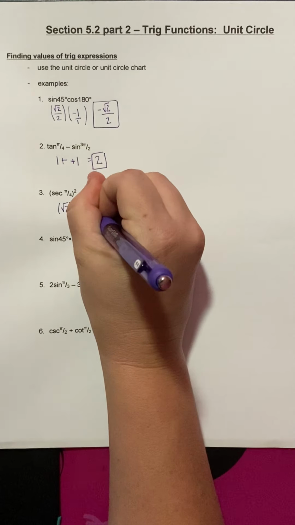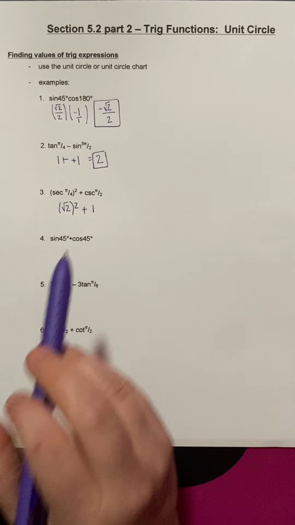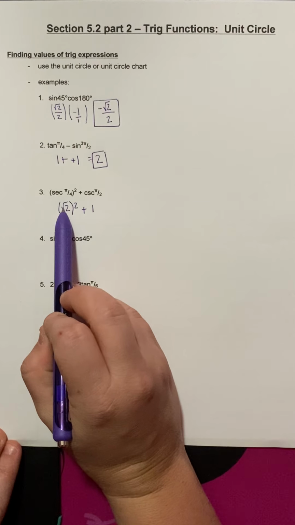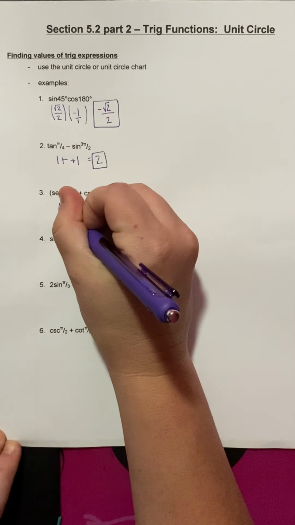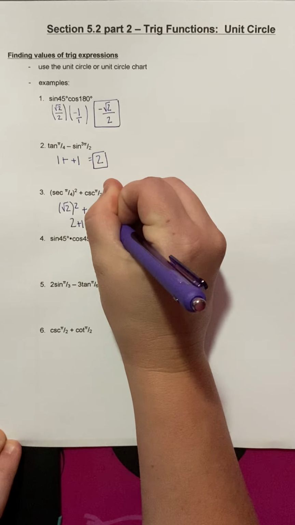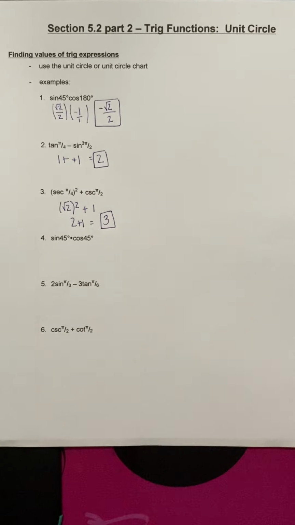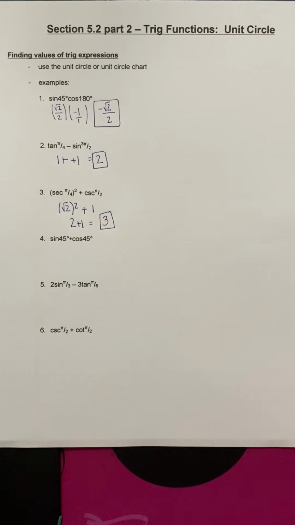So this is plus 1. Now if we square a square root, the square root goes away. So the square root of 2 squared, square root and square away, just gives me 2. So this is just 2 plus 1. So the value on this problem just gives me the number 3. All right, going to number 4.